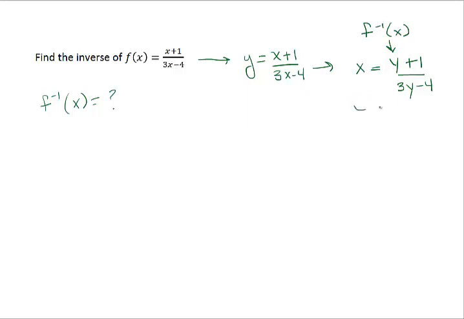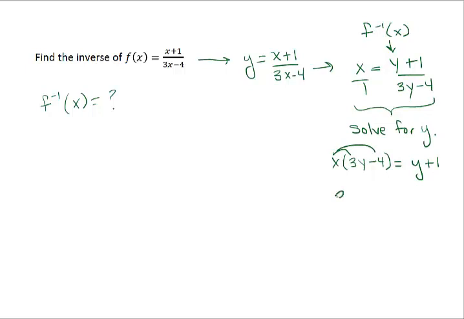Now my question really is to take this and to solve it for y. So to do this, I know that this is x over 1. I'm going to multiply both sides by 3y minus 4. So I have x times 3y minus 4 is equal to y plus 1. I'm going to distribute this x value, and I have 3y times x minus 4x is equal to y plus 1. I want to group my y values, so I'm going to take this y and move it over here.